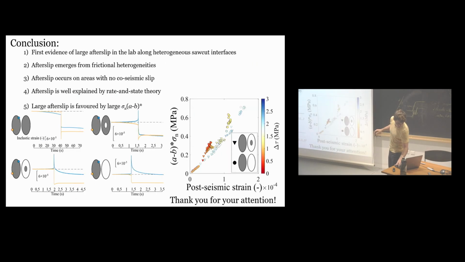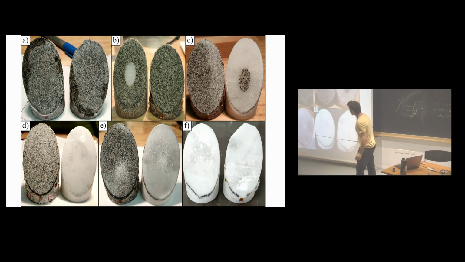This is the picture of the sample at the end of the experiments. Some of them do have accumulation of gouge. So for sure you change the frictional property of your surface because you accumulate gouge or you create mirror surfaces and so on. Okay.